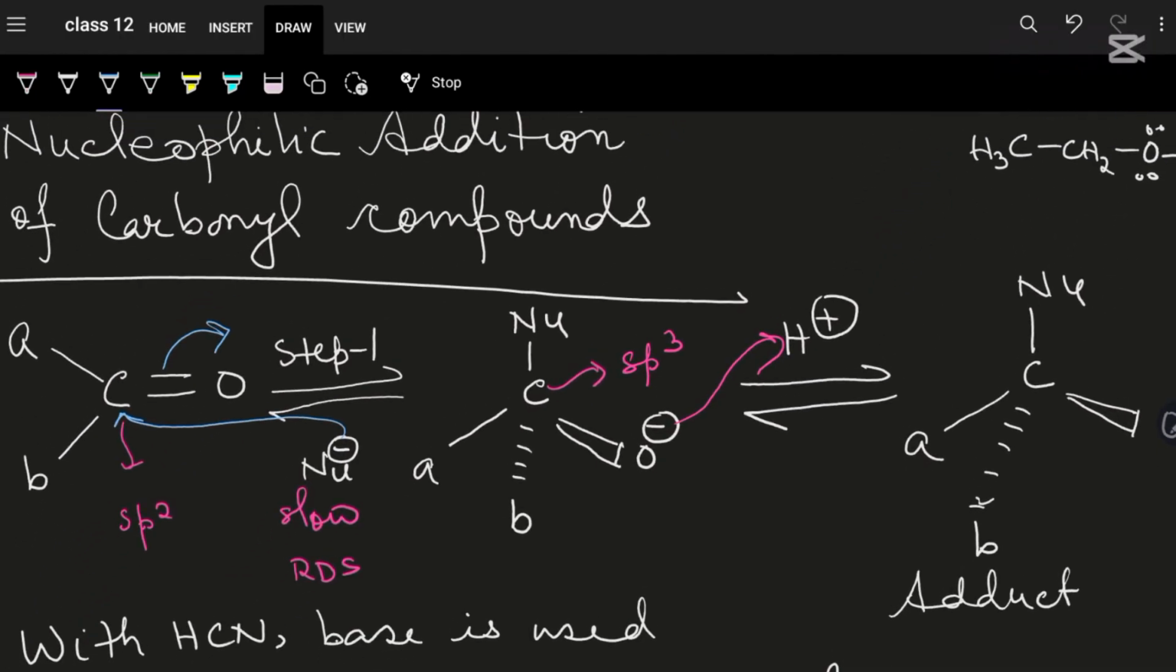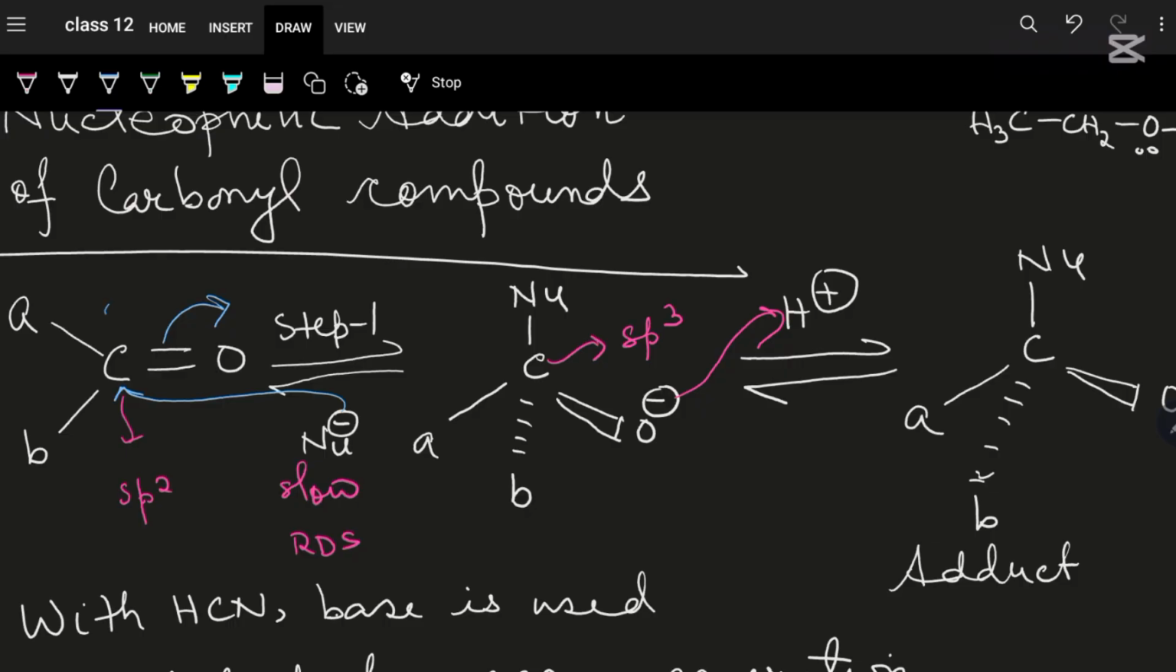Now, nucleophilic addition of carbonyl compounds. Carbonyl compounds are susceptible to nucleophilic addition because of the polar nature of the CO bond. The carbonyl carbon is electrophilic in nature. It has a delta positive character and oxygen has delta negative character. So the carbon end is the Lewis acid end and the oxygen end is the Lewis base end. Now in step 1, that is the slow RDS, the nucleophile is attacking the electrophilic carbon, oxygen forming O minus. So you can see a change from sp2 hybridization to sp3 hybridization.